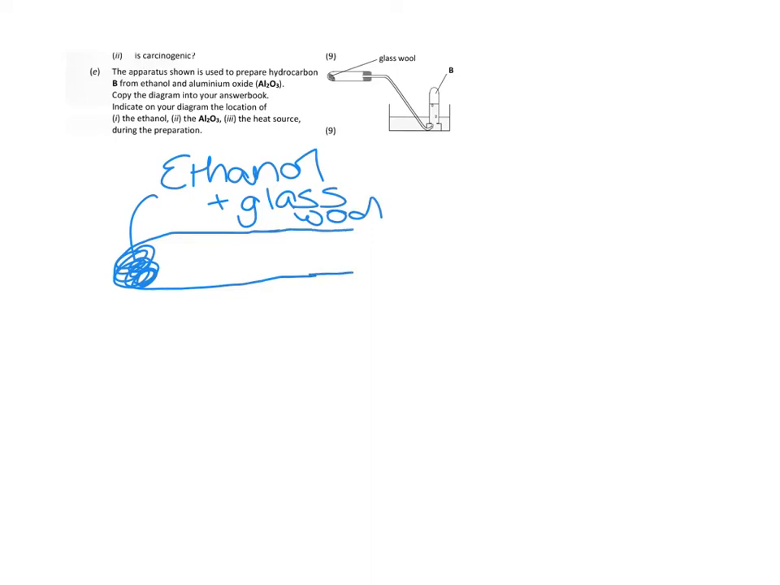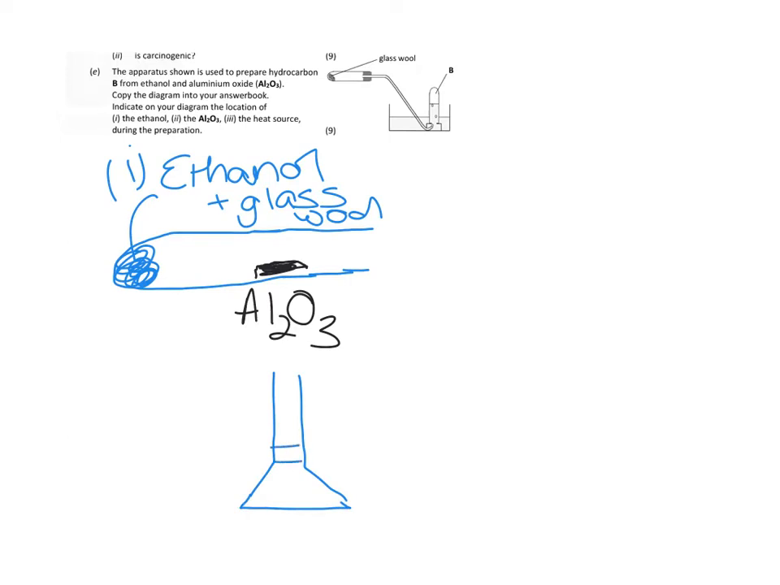So that's the first one. The second thing we need to identify is the aluminium oxide. Now the aluminium oxide should be down here in the middle of the test tube. So there's your Al2O3. And then it's asking you where the heat source should be. The heat source should be directly under your aluminium oxide, waving it over back and forth nice and gently. We don't want to put it directly onto the ethanol because ethanol is flammable.